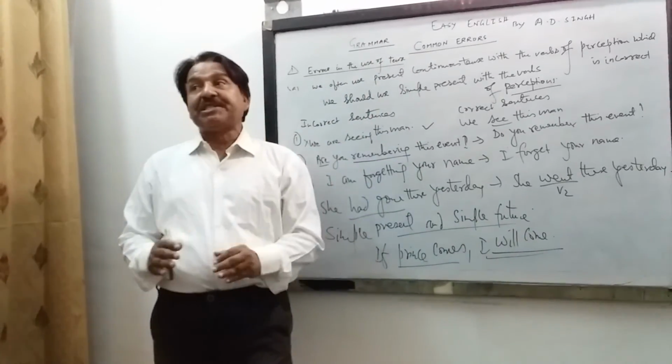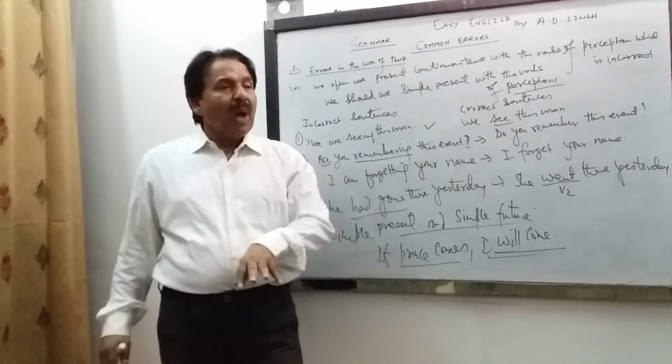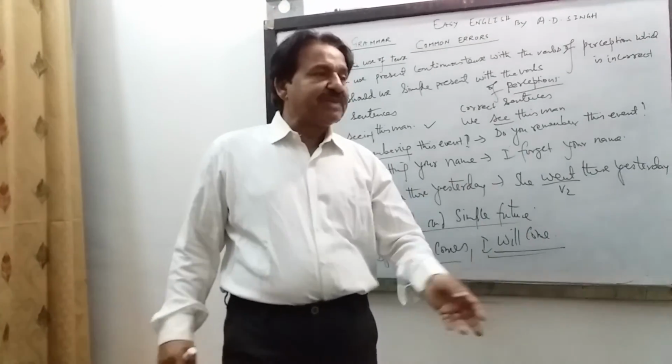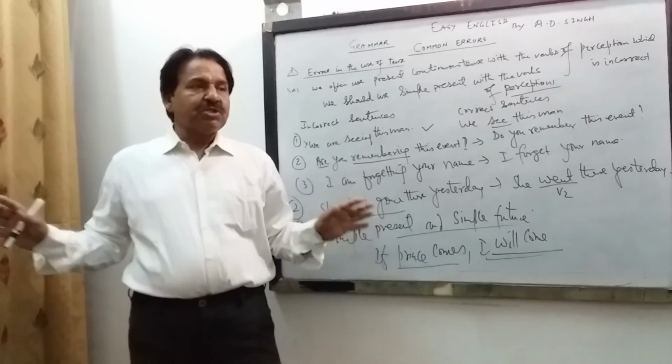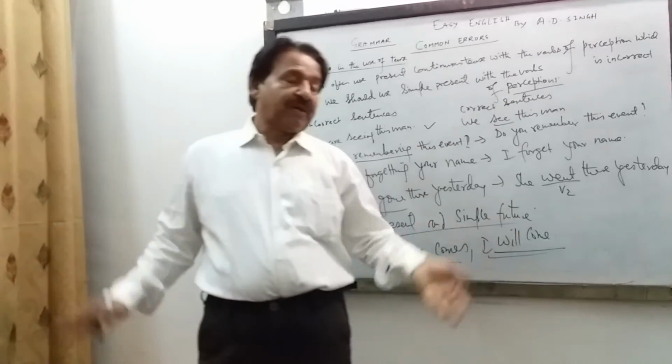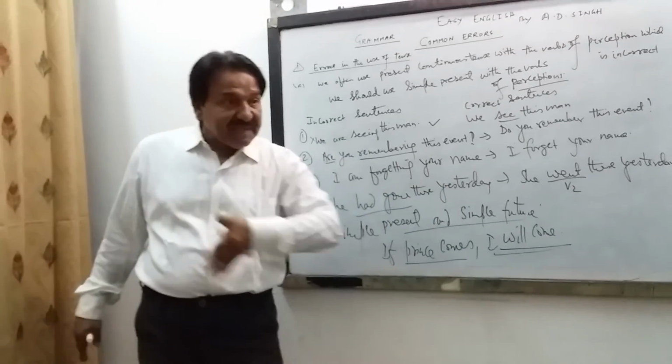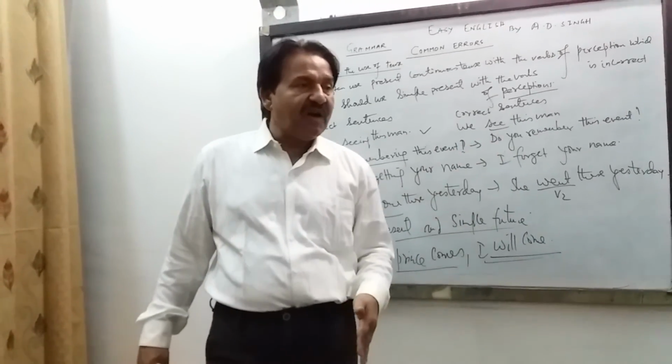So, whenever an action takes place and has been continuing over a period of time or point of time in the present, we should never use present continuous. We should use present perfect continuous. Like, he has been ill for 10 days. He has been studying for an hour.